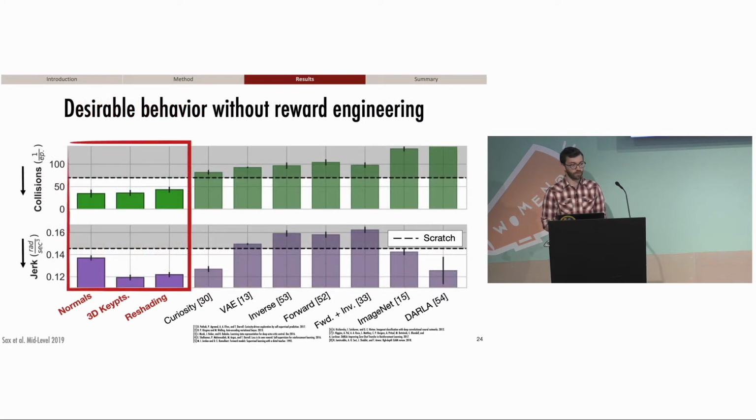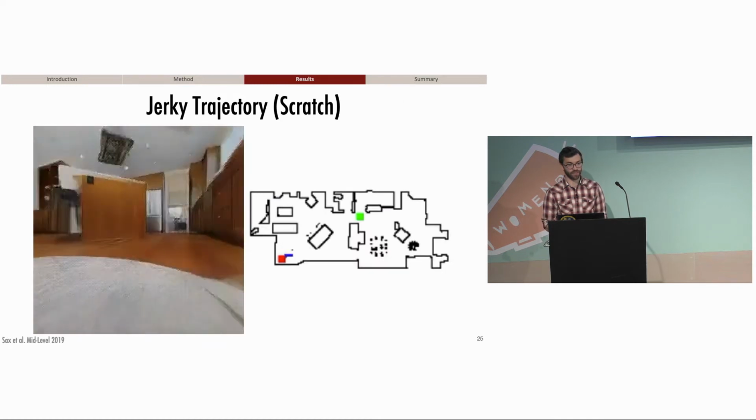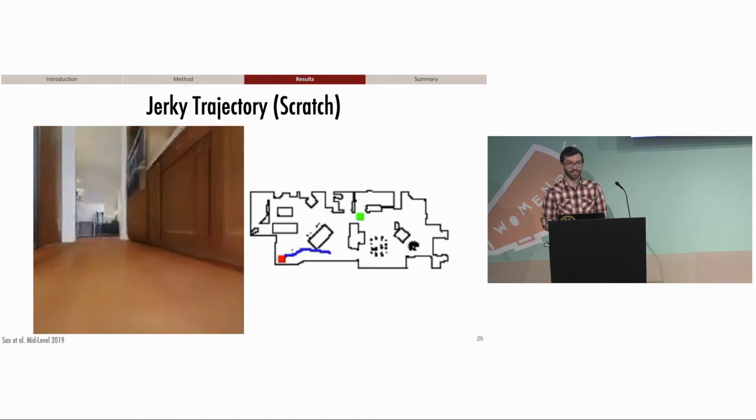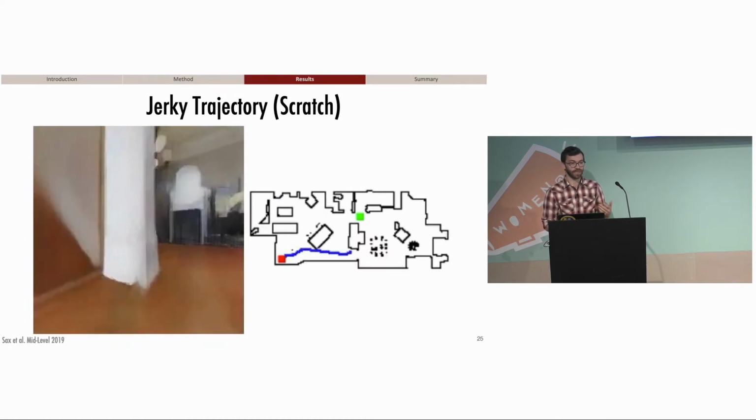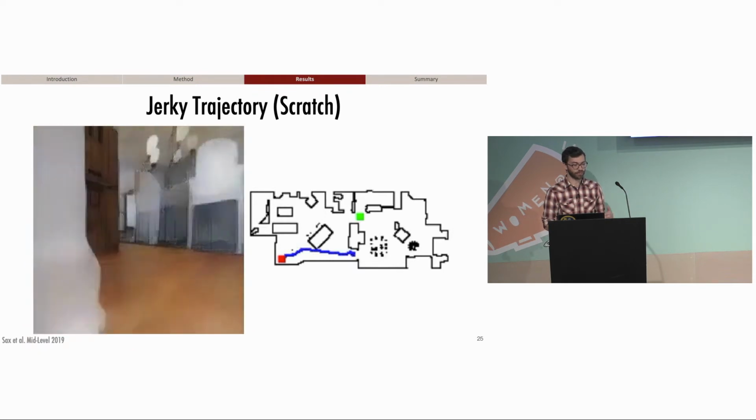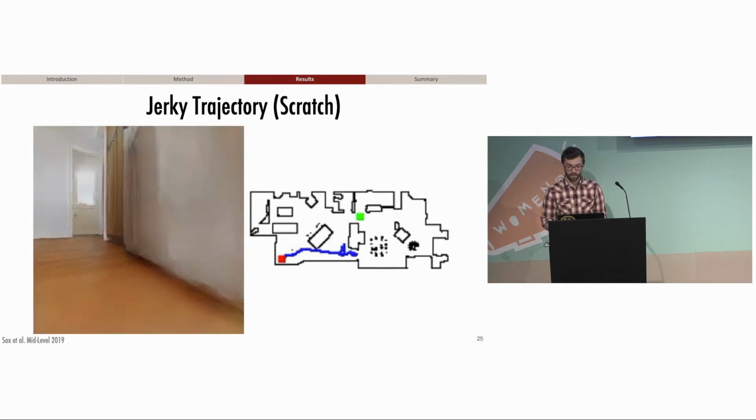They also perform better along sort of behavior that we would like to emerge that wasn't explicitly encoded for in the reward. So agents using these mid-level priors had significantly fewer collisions along the way and produced less jerky trajectories. Here's an example of what I mean by a jerky trajectory. This agent was trained from scratch, and this is fairly typical. You get this left-right shaking that's really unpleasant and inefficient.